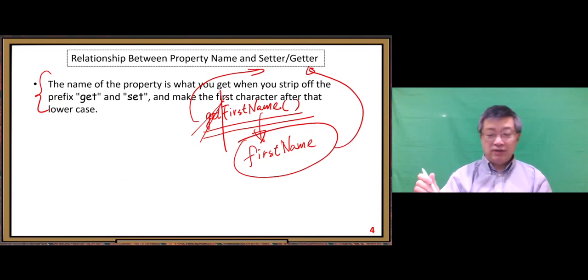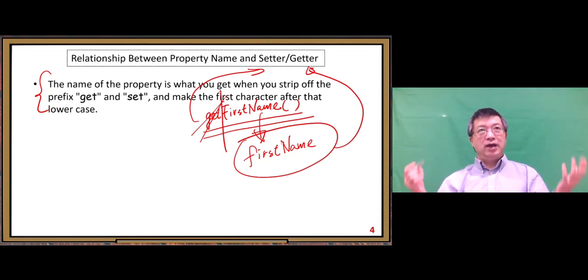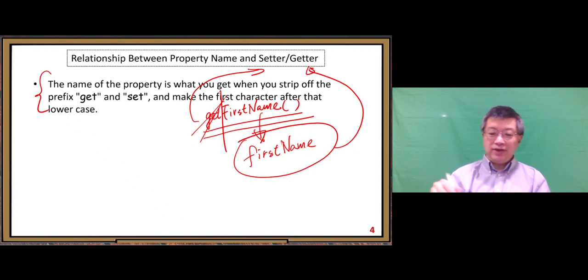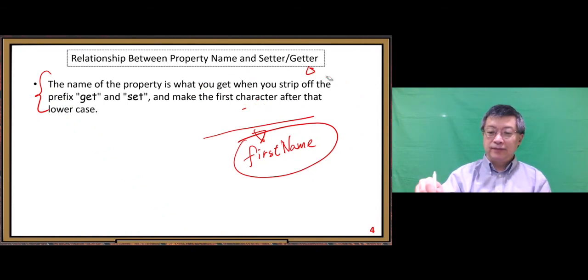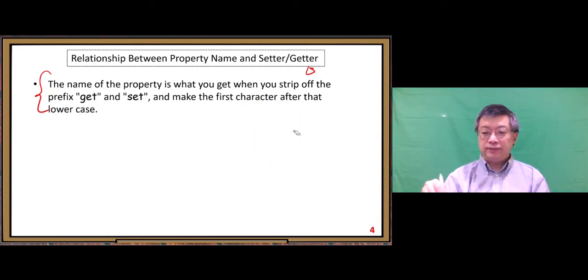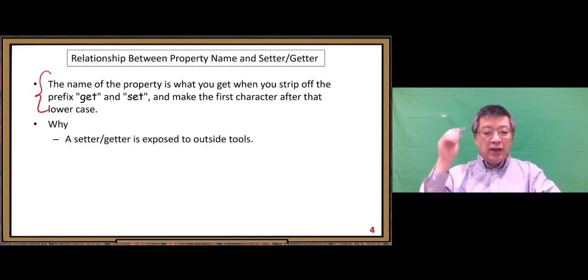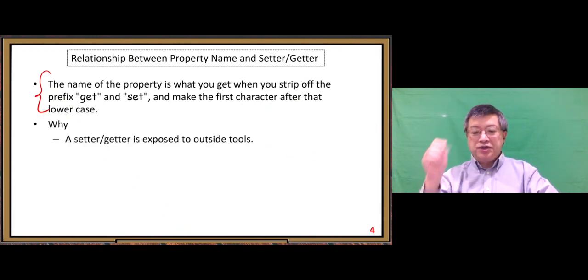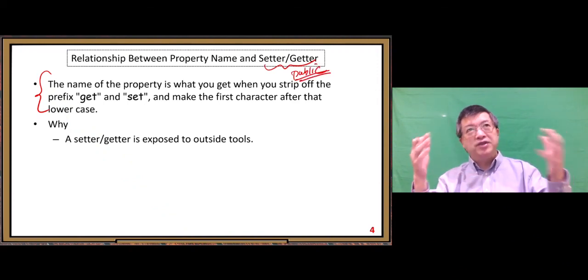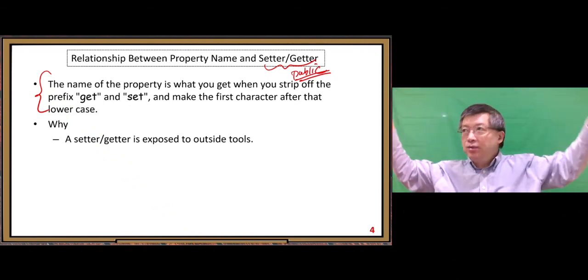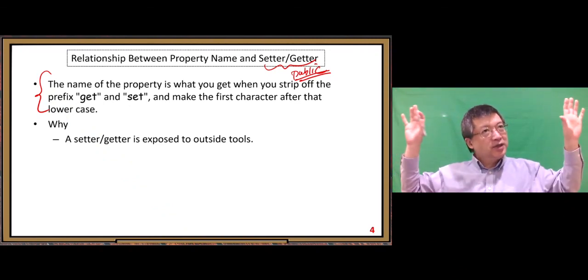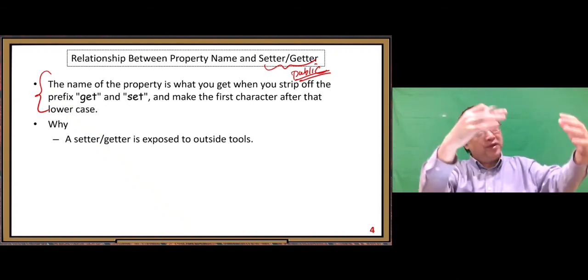Why? The next question. This is how we get a property name in this way. Why? Next, I explain why. A setter and getter is exposed to outside tools. Remember, the setters and getters we make public. They are your public methods. Public methods are exposed to outside tools. So outside tools can view them.